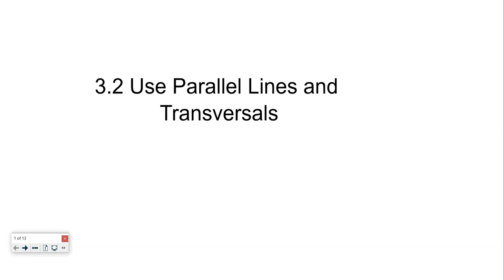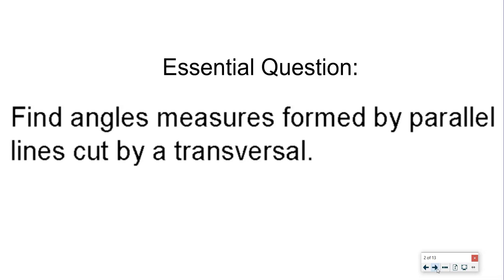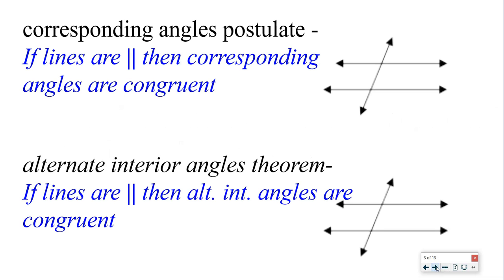All right, class, section 3.2, use parallel lines and transversals. We're going to be able to find angle measures formed by parallel lines cut by a transversal. So the corresponding angles postulate states if lines are parallel, then corresponding angles are congruent.